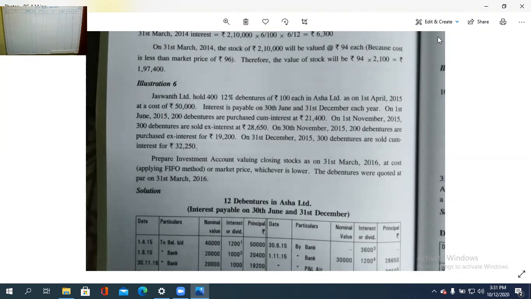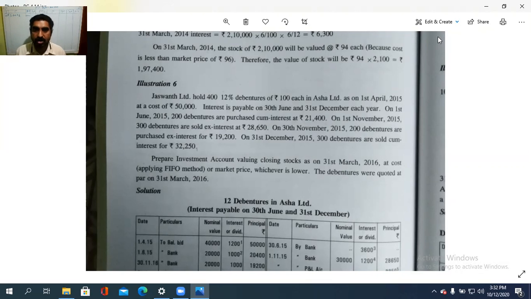So firstly, what is the entry? 12% debentures of rupees 100 each, 400 debentures, isn't it? 400, 12% debentures of 100 each in Asha Limited as on 1st April at a cost of 50,000. The nominal value is 400 into 100, that is 40,000. So firstly, balance brought down 400 into 100, that is 40,000. Here how much is it? 50,000. Which day is it? 1st April. So 1, 4, 50.